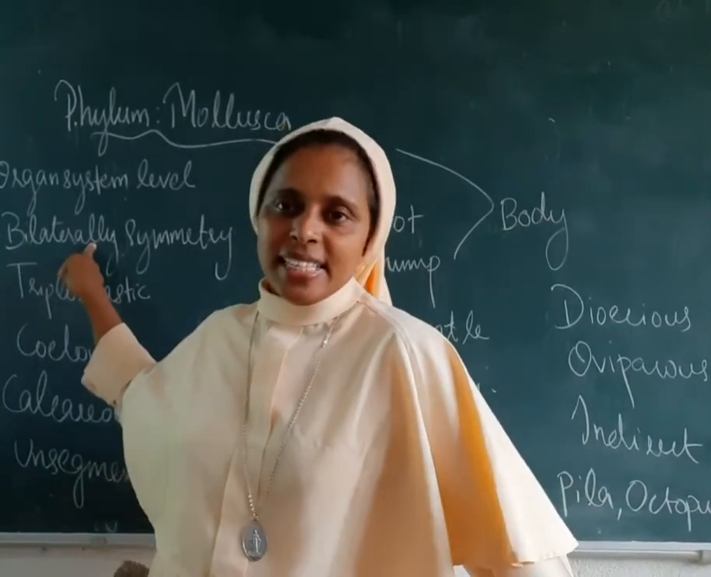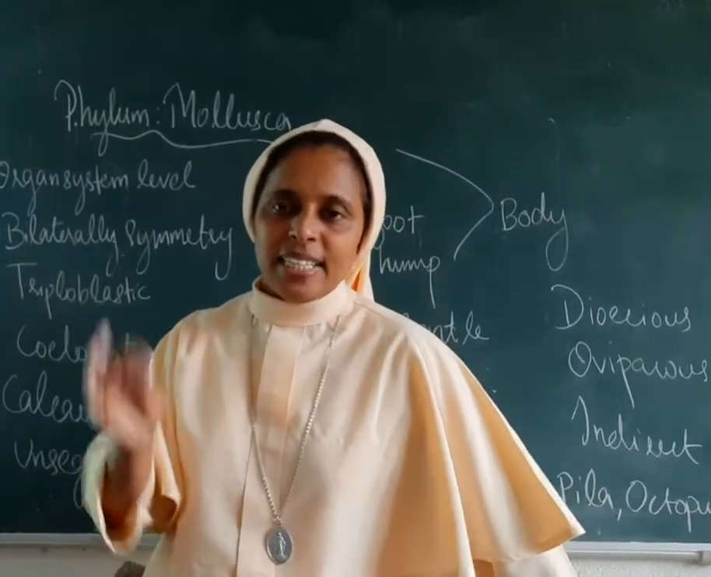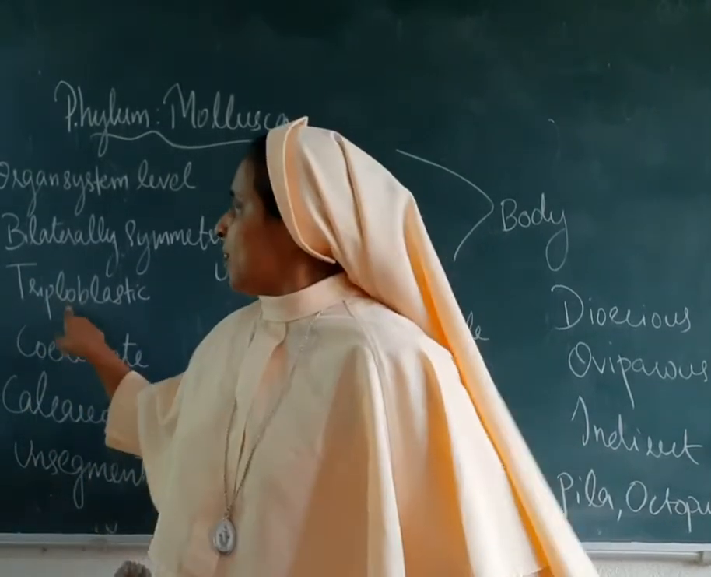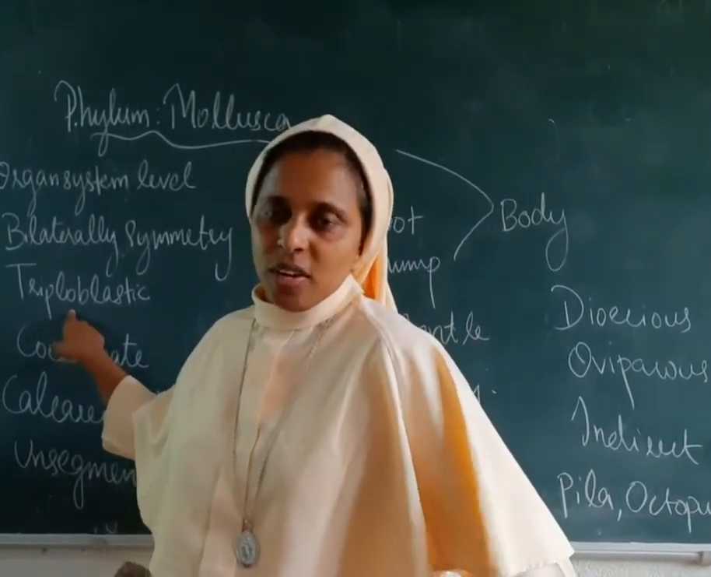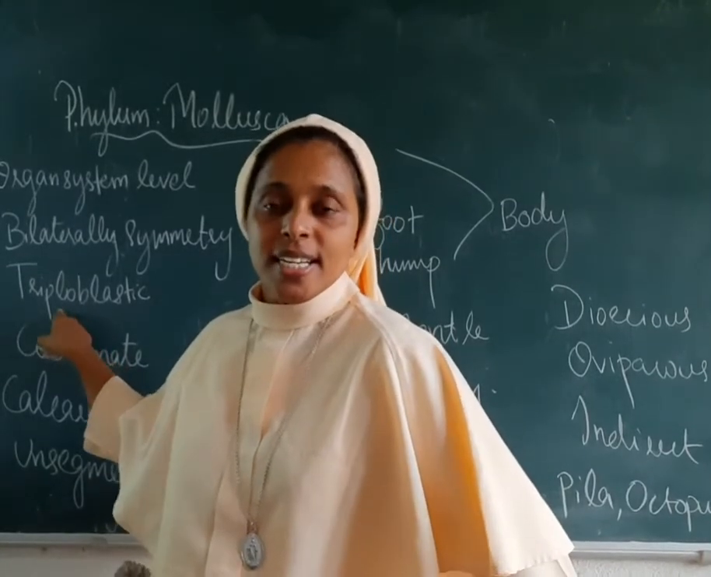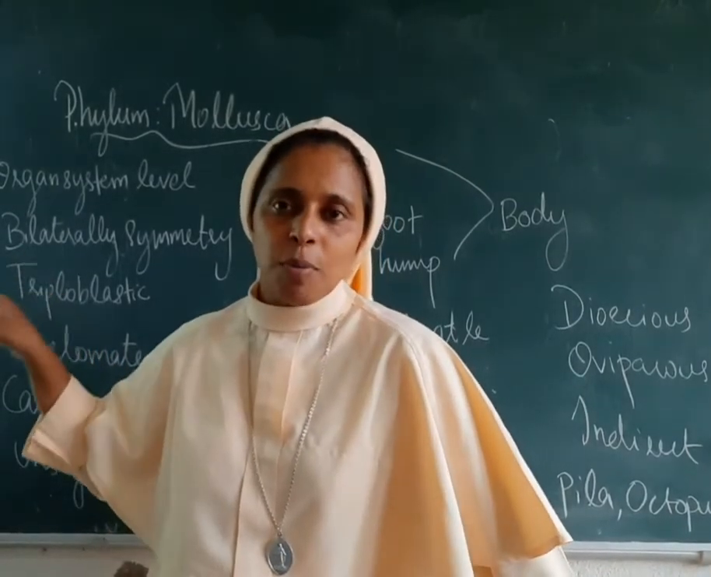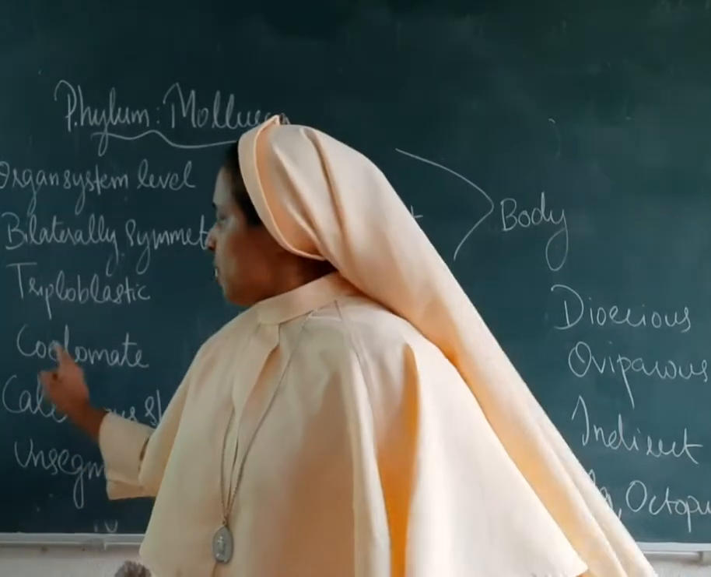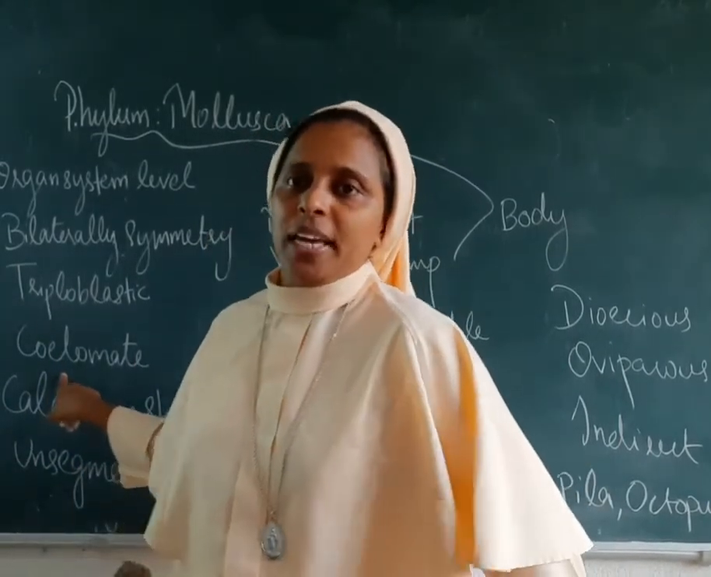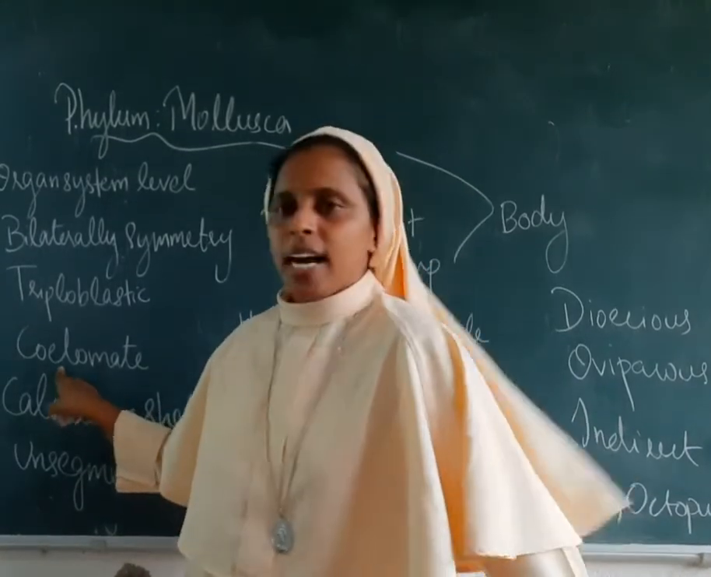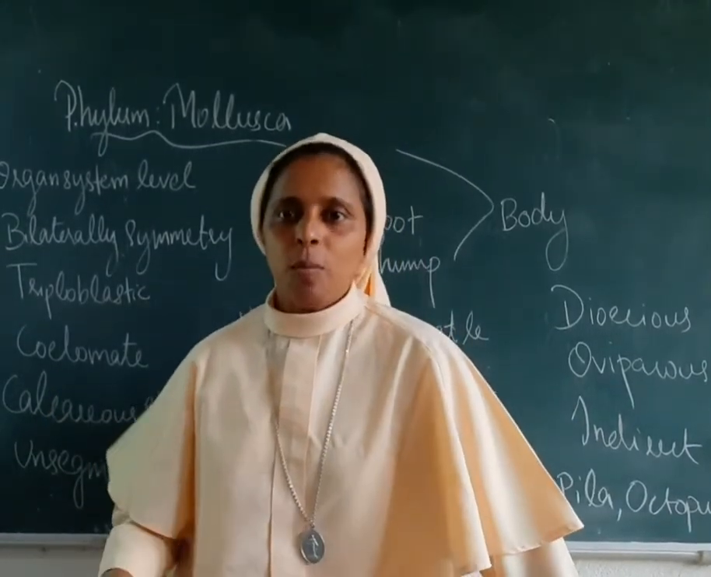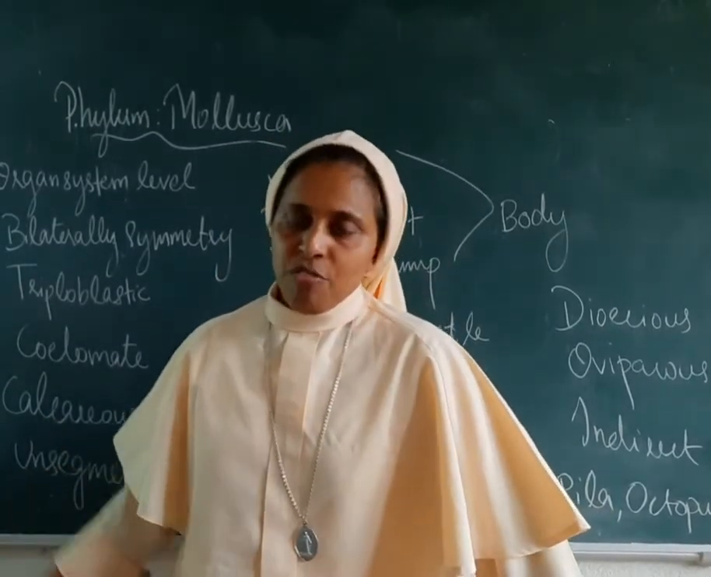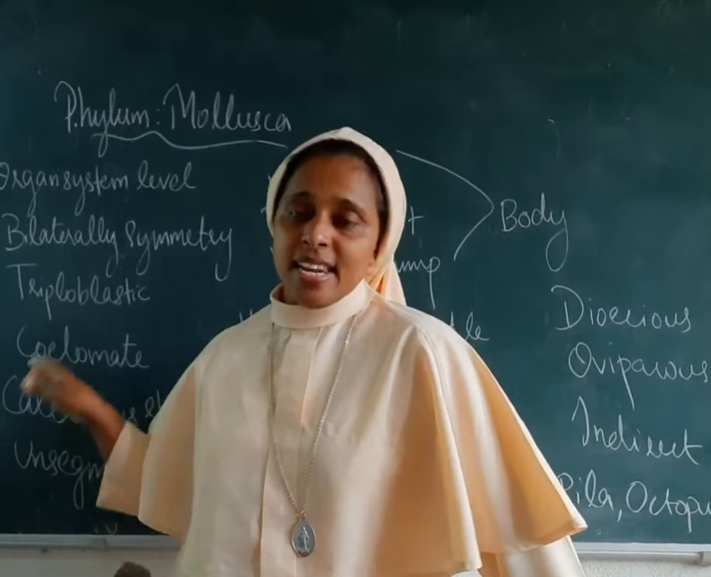Then bilateral symmetry: the body can be divided into 2 equal halves by a single plane. Then the germ layers, the embryonic layers. They are triploblastic. That means 3 germ layers are there: ectoderm, endoderm, and mesoderm. Regarding the body cavity, they are coelomate, meaning they have a body cavity. Another important feature is that they have a calcareous shell.